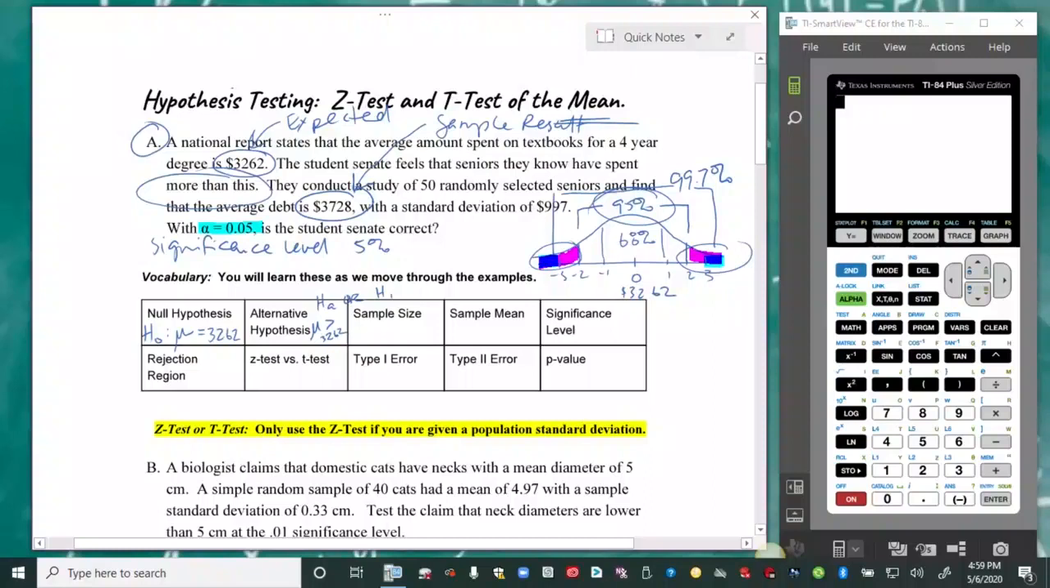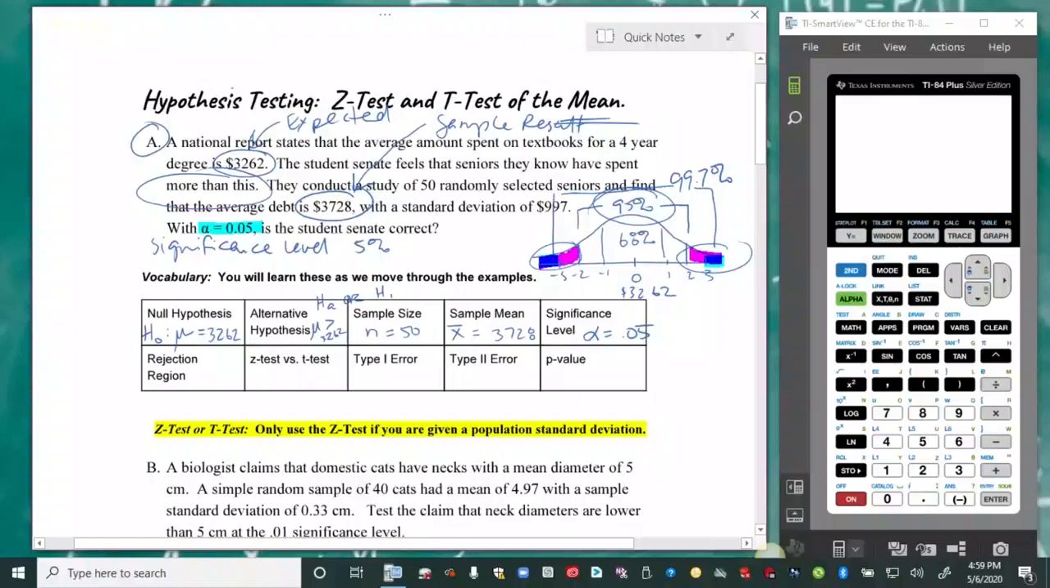Okay, sample size, that one's easy. N is equal to 50. Sample mean, that's going to be the mean that we found in our sample. We're going to call that X bar. You could also call that lowercase m, 3728. Significance level, that's the area under the normal curve that we want to be in to be able to conclude that we're significantly different. So significance level is alpha. In this case it is 0.05.